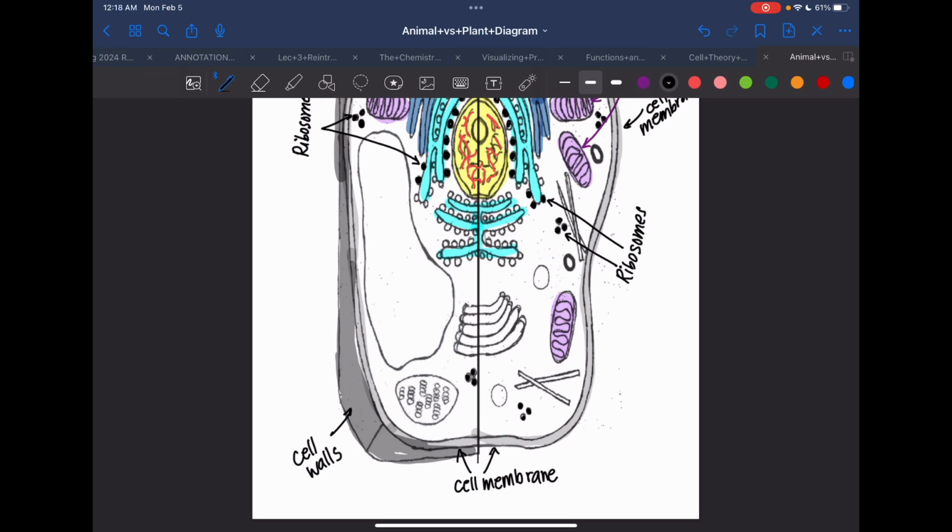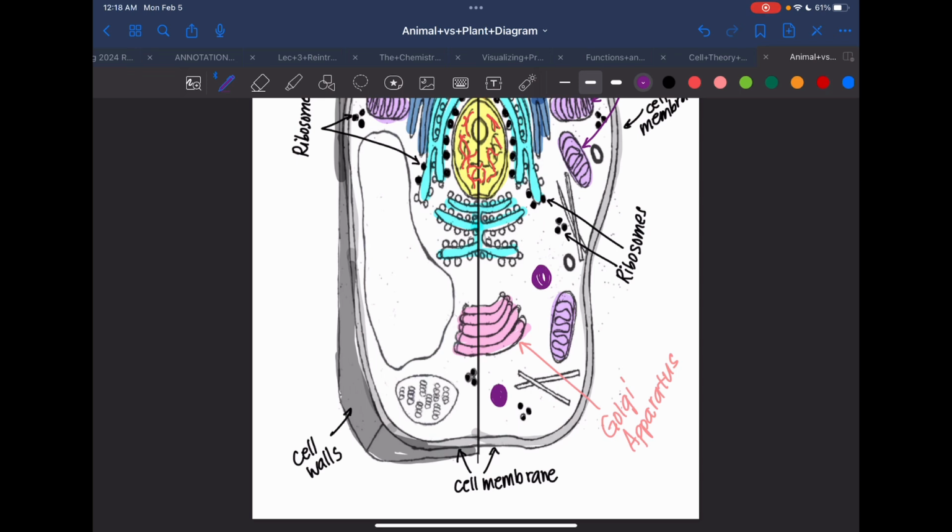Let's see. We have this kind of stack of pancakes right here, right? This stack of pancakes are present in both also, right? And this stack of pancakes is called Golgi apparatus, right? Okay, got a couple more, and then we're gonna focus mostly on the plant here. We have these bigger circles. These bigger ones right here. I'm gonna color them purple.